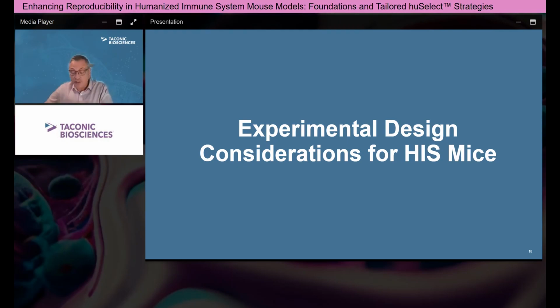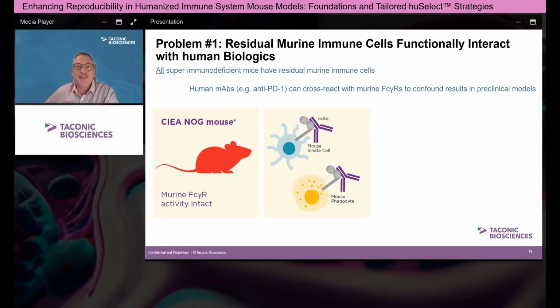So humanized immune system mice are complicated models. There are many different considerations that may contribute to research success or failure. We have learned a lot of lessons over the years. And I mentioned this earlier: all immunodeficient mice, NOG included, tend to have residual murine innate immune cells that can and will interfere with research results.